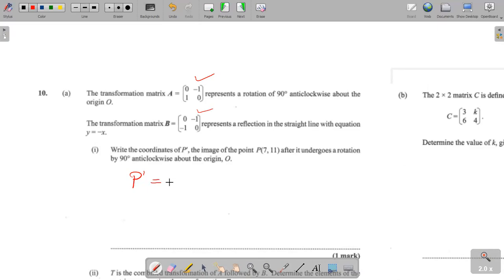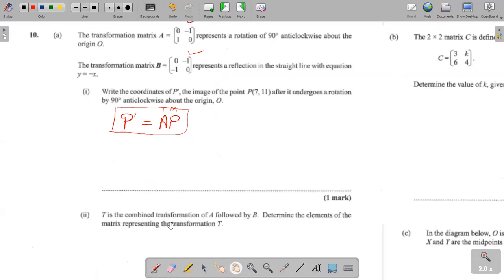P prime is equal to AP. What does AP mean? AP means A times P. Everybody with me? So all you got to do is multiply A to P and that's it. You always put the transformation first and you put the matrix after. That's the formula. You need to know this formula here. So there we go. We know how to multiply matrix. That's easy for us. So let's go and see if it could be multiplied.